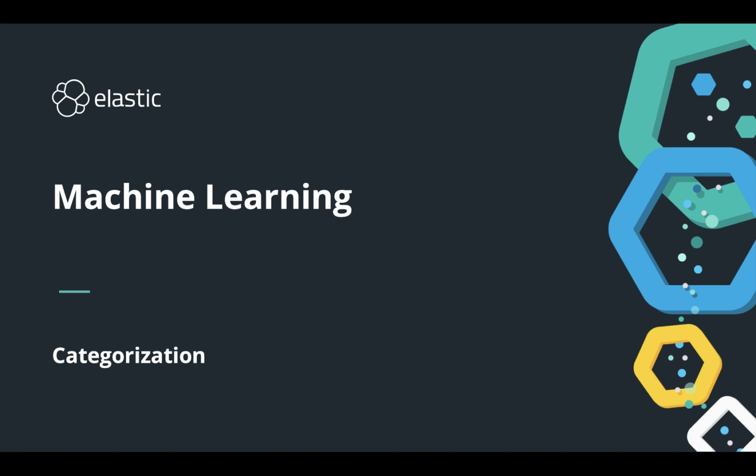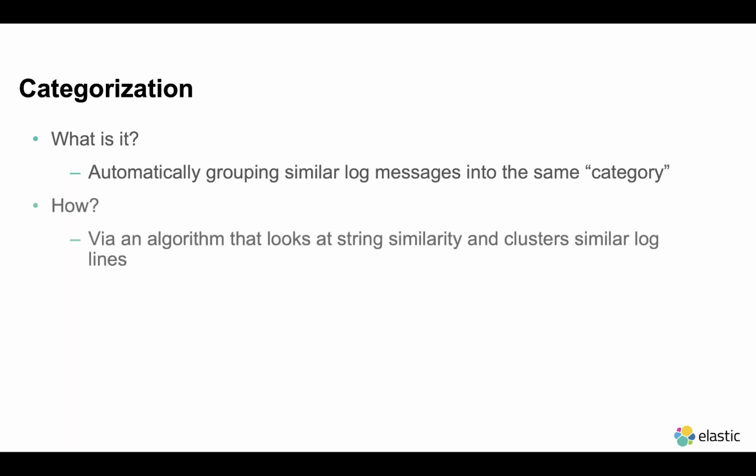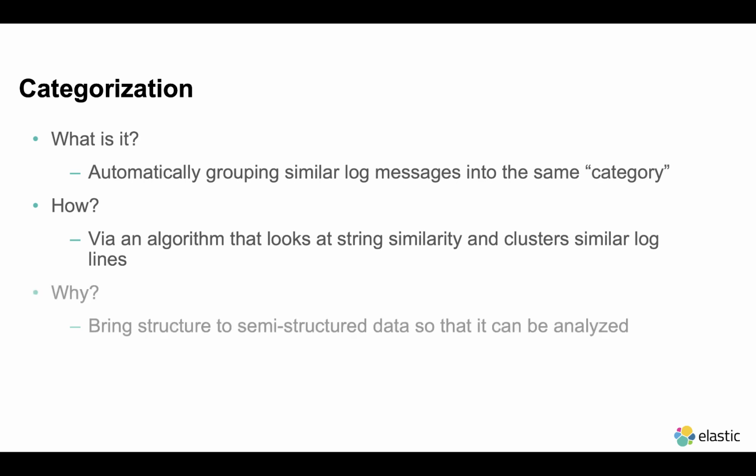Machine learning has a little known feature called categorization. Let's learn how it works. Categorization is automatically grouping similar log messages together into the same kind of category. It's done via an algorithm that looks at string similarity and clusters similar log messages together.